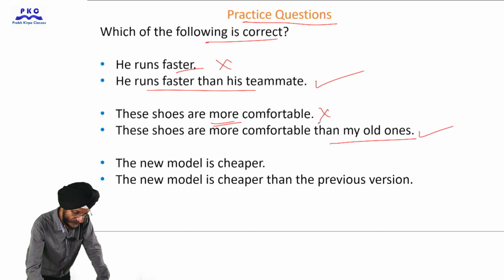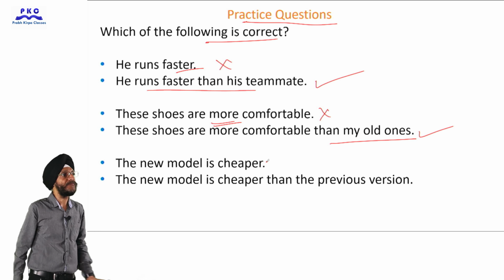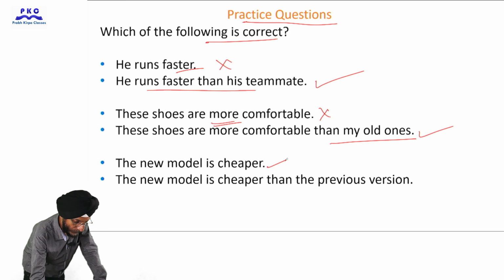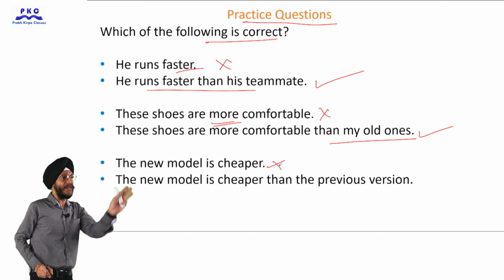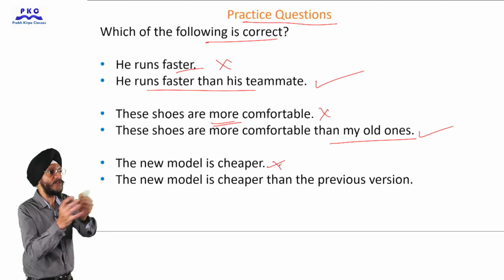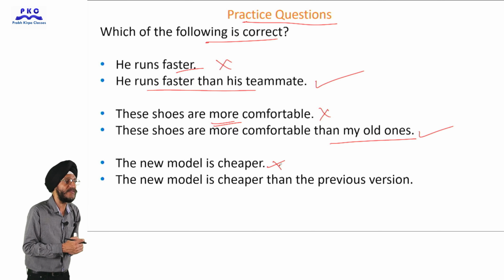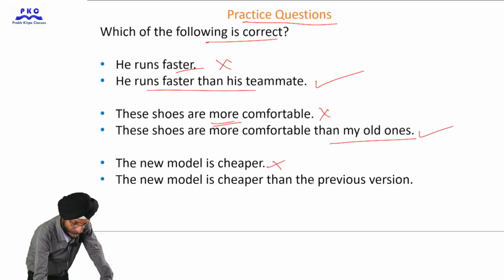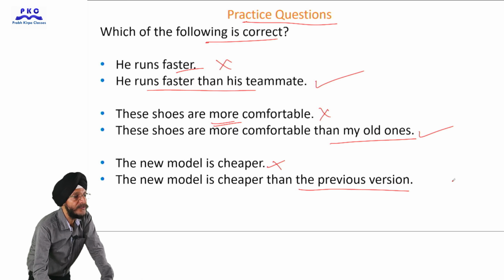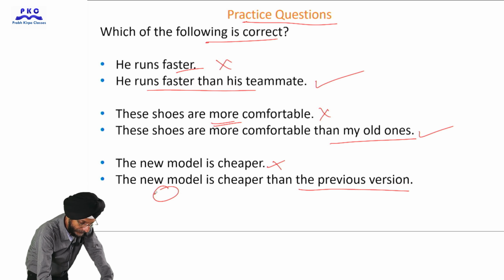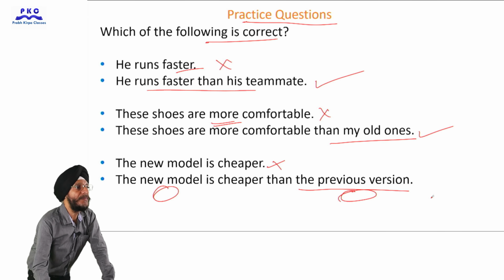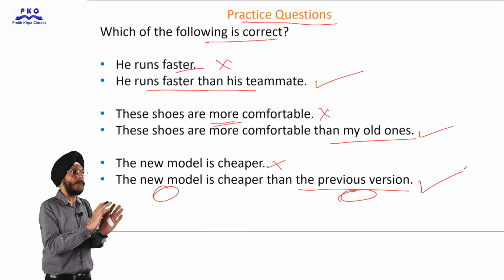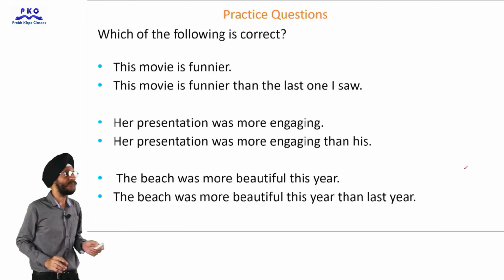It is wrong. The new model is cheaper. There is no mention of any comparison with regard to another item. The other item is not shown. So here it is wrong. The sentence comparison is incomplete. The new model is cheaper than the previous version. So here the comparison has been made between the new model and the previous version. So the comparison is complete, the sentence is okay.